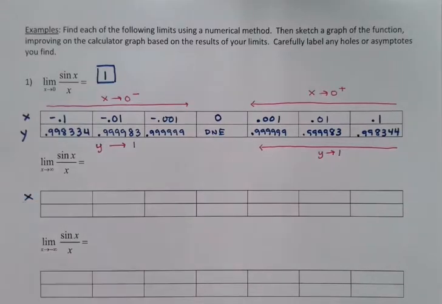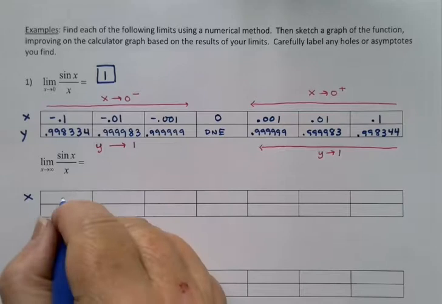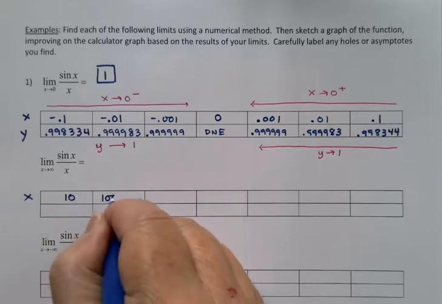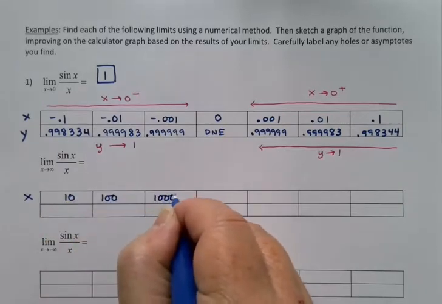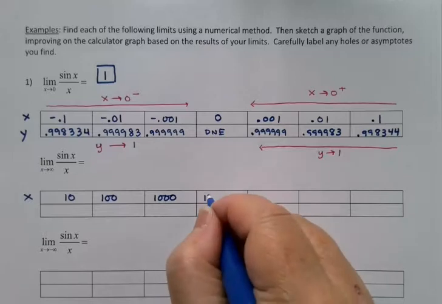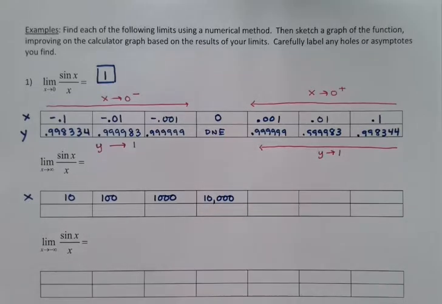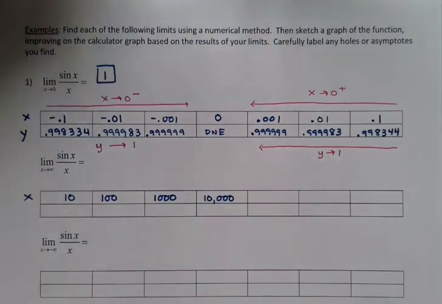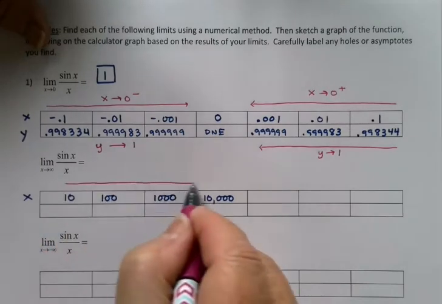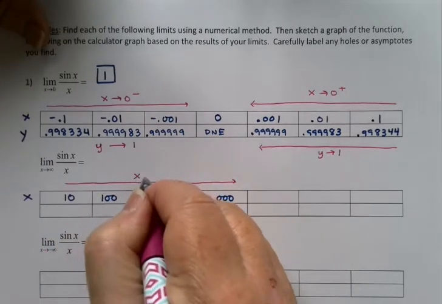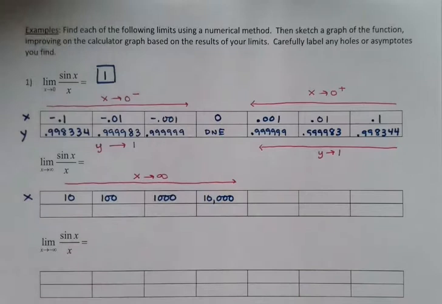So again, I'm going to select x values, and this time I just want my x values to get bigger and bigger. So I'm going to take 10, 100, 1,000, maybe 10,000. I probably don't need to go any further than that, although we can if we want to. But notice we're setting up our x values. X is approaching infinity, just like I want it to.